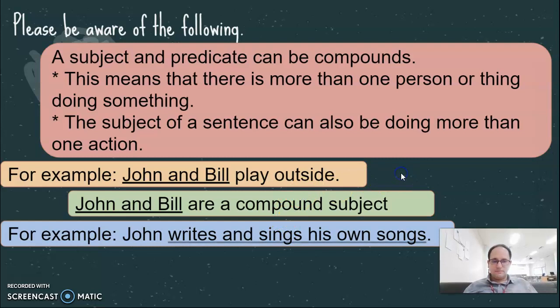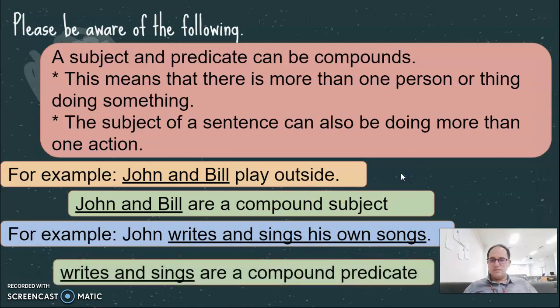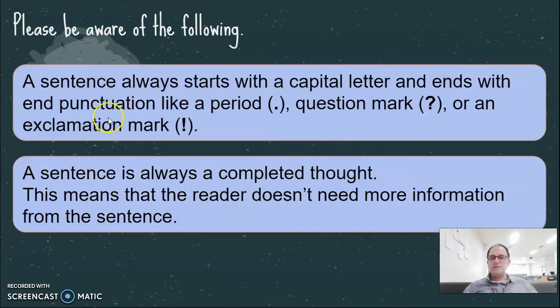Then, there we go. I ran away with it. There we have it. Then please be aware of the following as well. A sentence always starts with a capital letter and ends with end punctuation like a period, a question mark, or an exclamation mark. Then a sentence is always a completed thought. This means that the reader doesn't need more information from the sentence. Okay guys, so basically this is what we're going to be studying about subjects and predicates. Thank you so much. I know you will rock it.